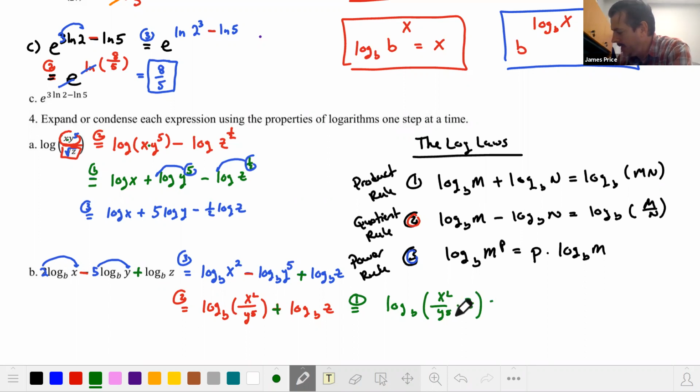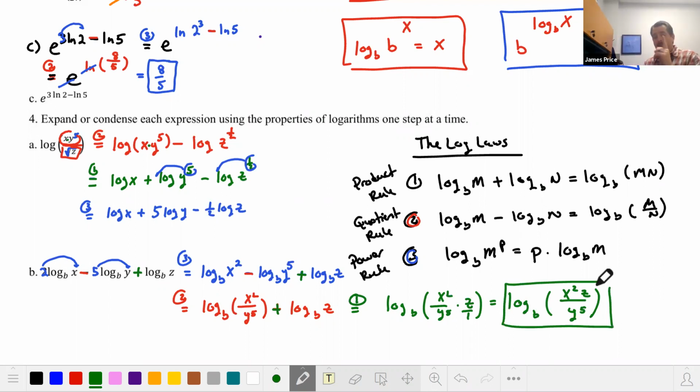And then remember, when you multiply by z, it's like multiplying by z over 1. So the z goes on top and the bottom stays the same. So it's really just log base b of x squared z divided by y to the 5th. And that's our answer. Again, one step at a time, and then be careful.